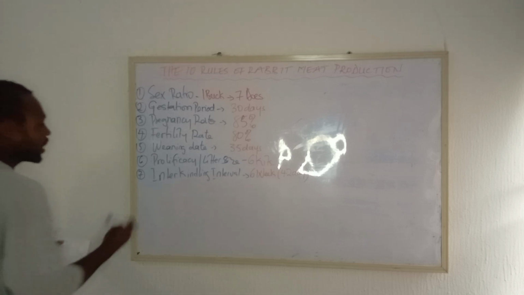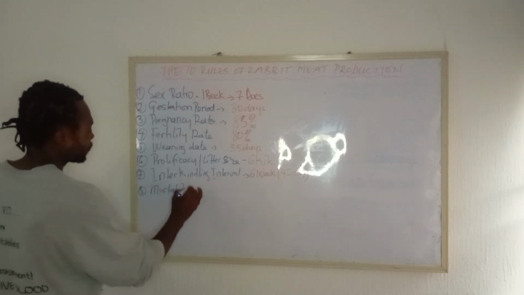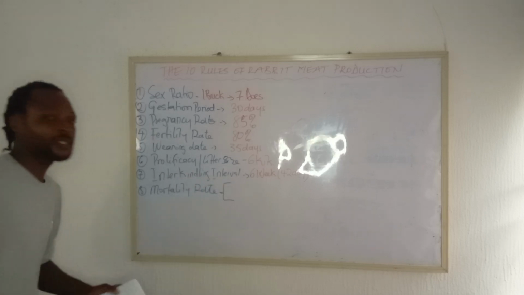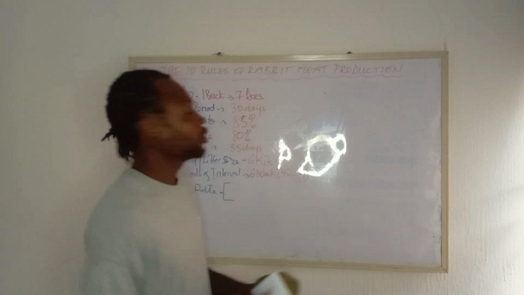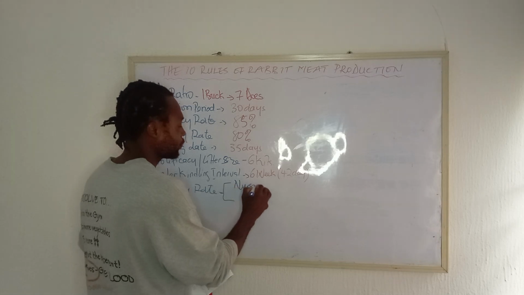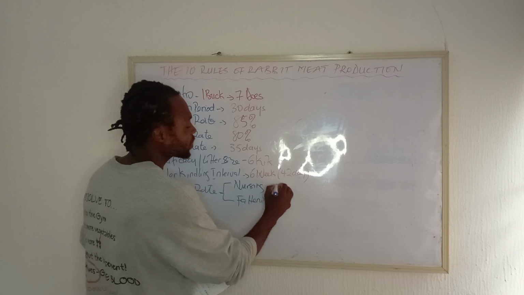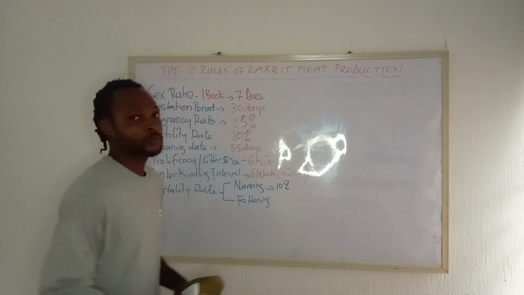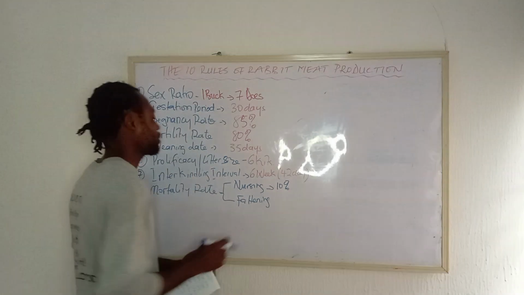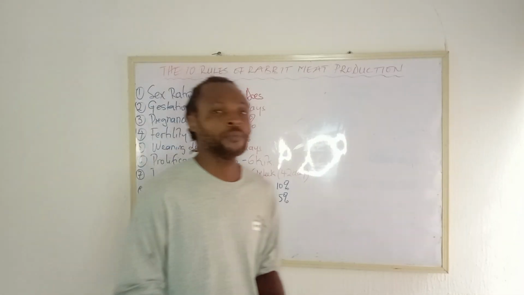Next is your mortality rate. Now you have to understand this mortality rate is divided into 2. We have the nursing and fattening. Nursing mortality rate shouldn't be more than 10%. That is when the rabbits are still with their mother. It shouldn't be more than 10%. The fattening shouldn't be more than 5%. Fattening is after you weigh them.